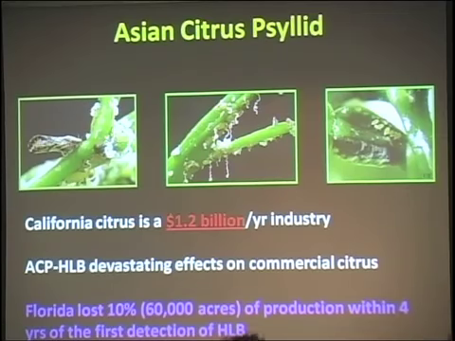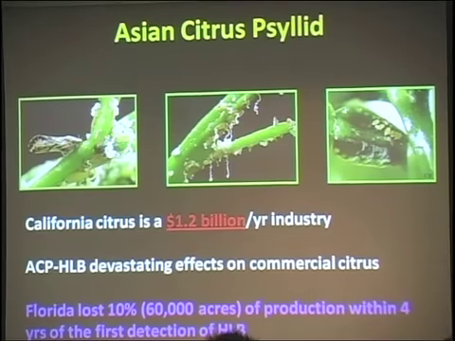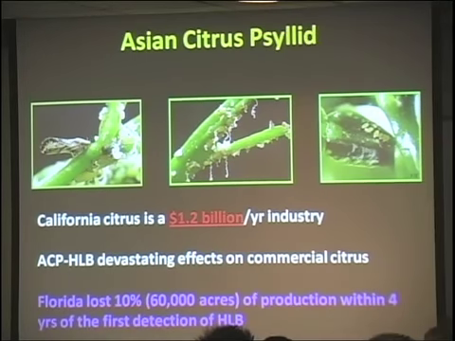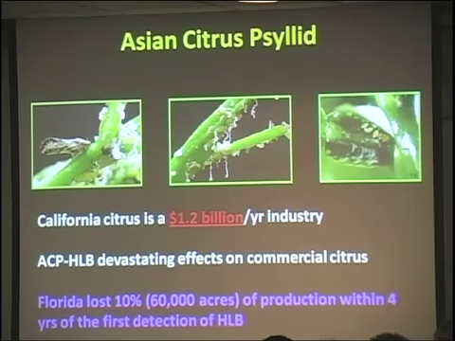psyllid. This is a pest of agriculture. We've talked about gold-spotted oak borer, an invasive pest of our wilderness areas in the Cleveland National Forest. We've talked about red palm weevil, an invasive pest affecting our palm trees in our urban areas around Laguna Beach. Now we're going to finish up talking about Asian citrus psyllid, a pest of California citrus.